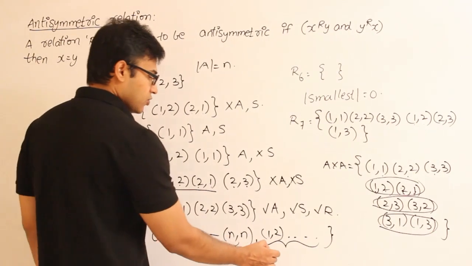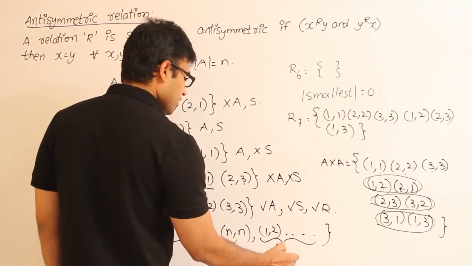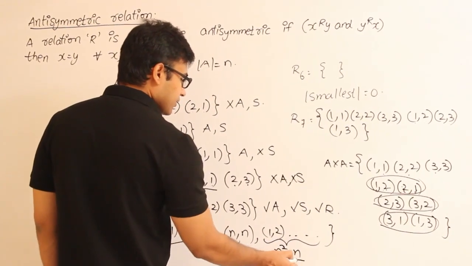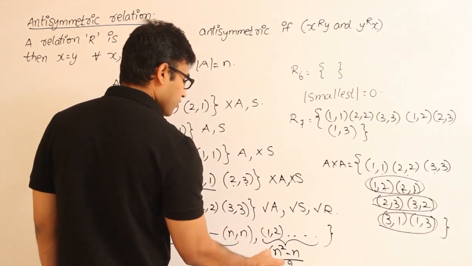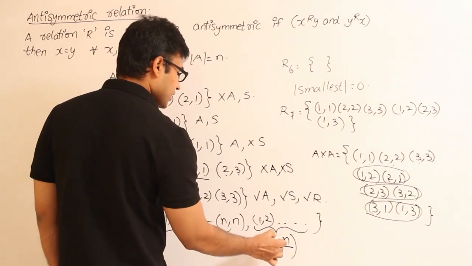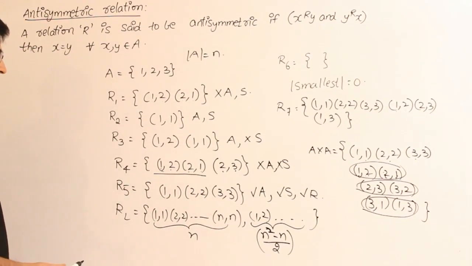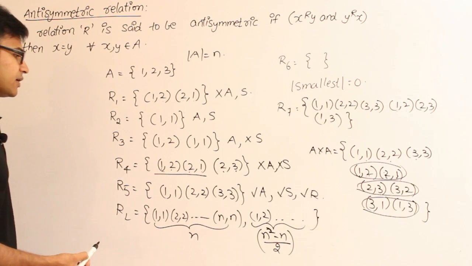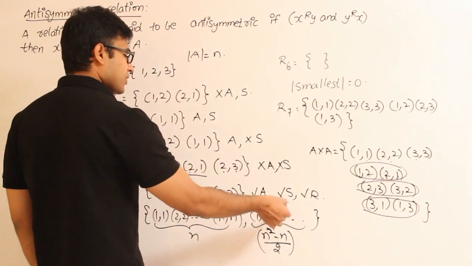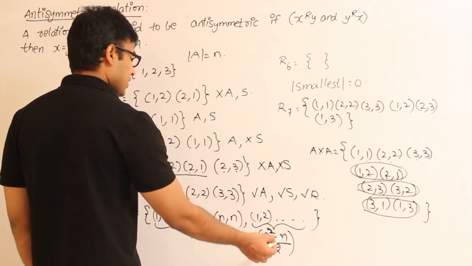We know this. If the total elements are n square, from which you have removed diagonal elements, then the number of pairs will be half of it. This is the total number of remaining elements, n square minus n, then the number of pairs will be half of it. So from each pair, if you take one element, the number of elements that can be added is going to be n square minus n by 2.